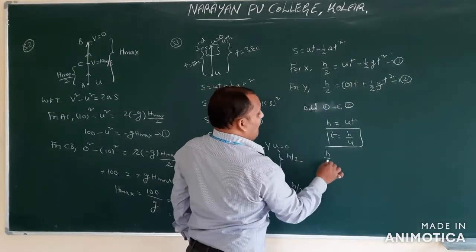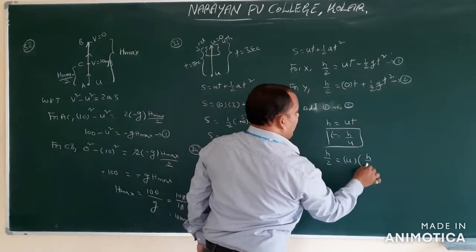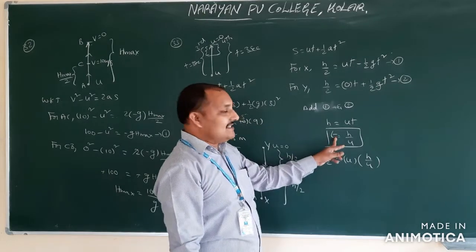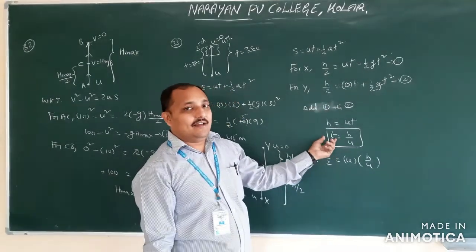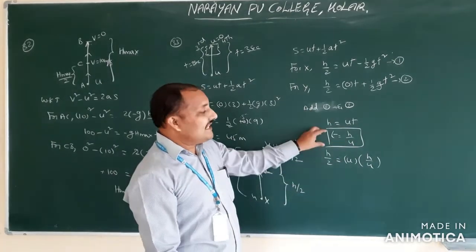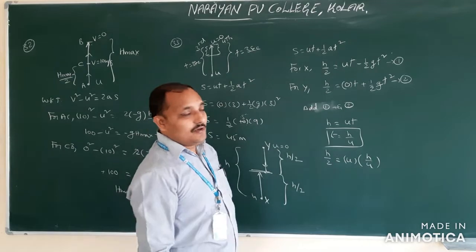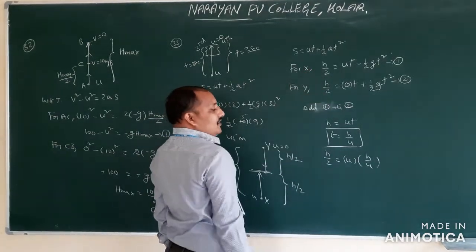So h by 2 is equal to u into what is the t value? We are substituting this t value in this equation. Already, without deriving, we can write it directly. In the previous problem we discussed t is equal to height by initial velocity. By taking that concept also we can substitute directly. But we should come to know this equation, therefore I wrote equation 1 and 2 times.